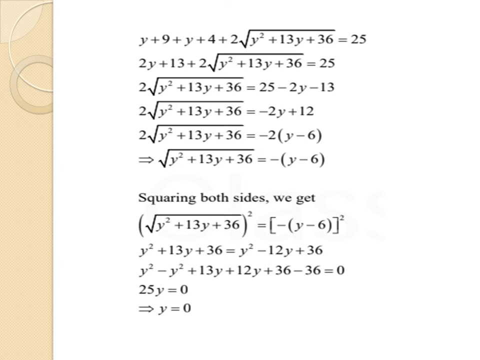Students, on the left hand side, your square will cancel your square root, and on the right hand side, your minus sign will change to plus just because of this whole square. And you can apply identity 2 to expand (y - 6)², which is (a - b)² = a² - 2ab + b². After combining the like terms, we get 25y = 0. Now we divide both sides by 25 to further simplify this equation and get y = 0.